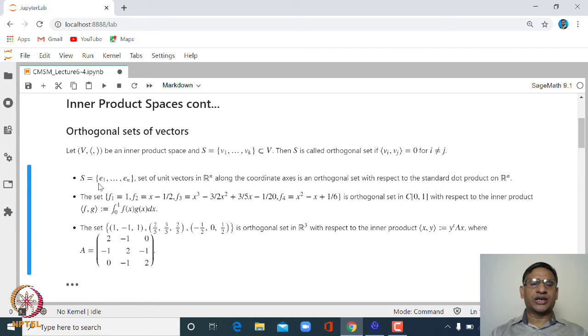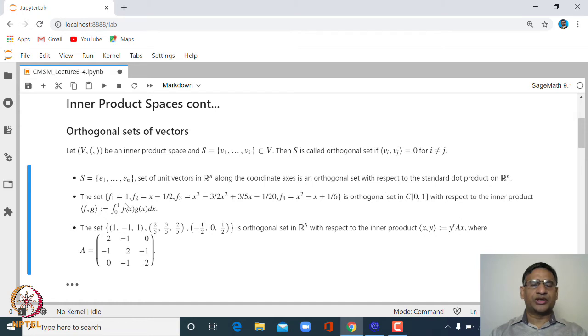So for example, if you look at the standard unit vectors e1, e2, ..., en with respect to the usual dot product, they are an orthogonal set of vectors. In fact, each of these vectors has norm 1, so such a set is also known as an orthonormal set.